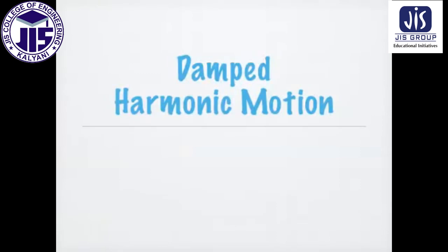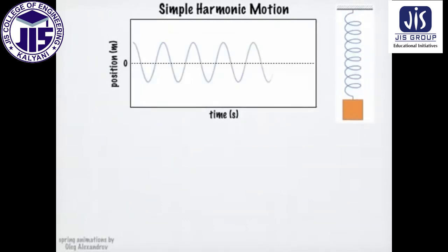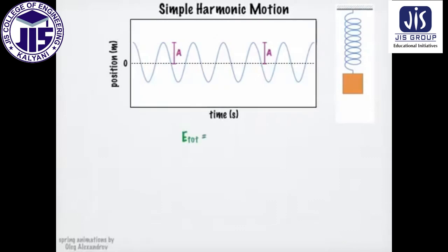Damped harmonic motion. If we plot the position versus time of a simple harmonic oscillator, such as an ideal spring, we see that the graph has a constant amplitude. The amplitude stays the same throughout the motion. In an ideal case, this motion would continue forever, until the oscillator was acted on by a force that changed its motion. This is because, for the ideal simple harmonic oscillator, the total mechanical energy stays the same. Remember that total mechanical energy is the sum of the kinetic and potential energies.